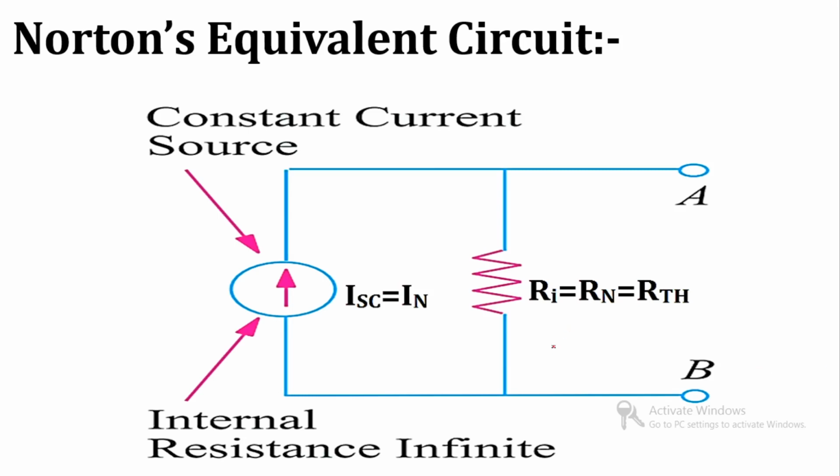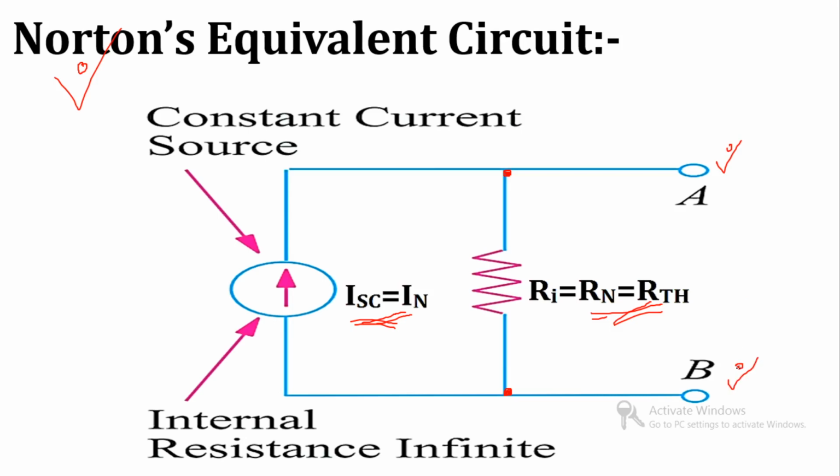After finding the short circuit current and Thevenin's resistance, or Norton's resistance, or internal resistance, this is the equivalent circuit of Norton's theorem. So how to draw the equivalent circuit? We have to draw Norton's current as a current source, and we have to connect Norton's resistance in parallel to the current source, Norton's current. Clear? So in the case of Norton's equivalent circuit, there will be a current source with parallel resistance, and this is our terminal AB.